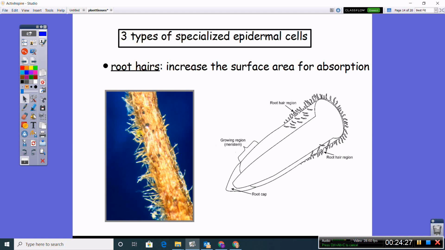So root hairs are something that increase the surface area for absorption, and they are very evident in like an embryonic root or in a germinating seed.